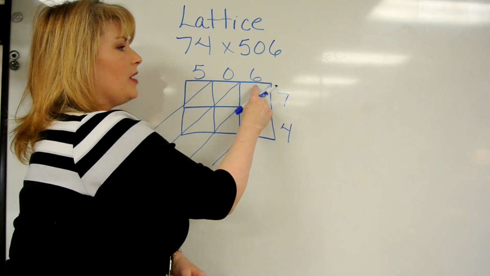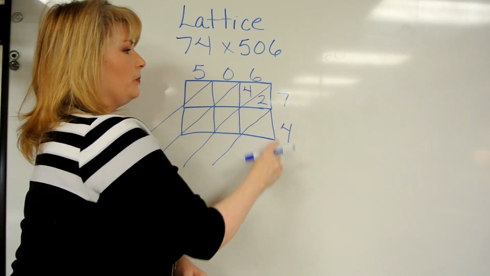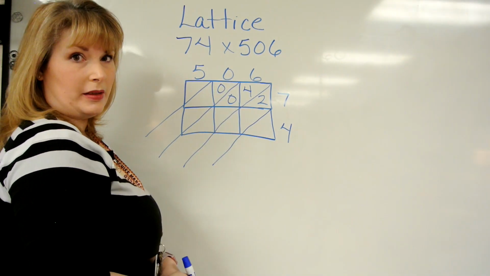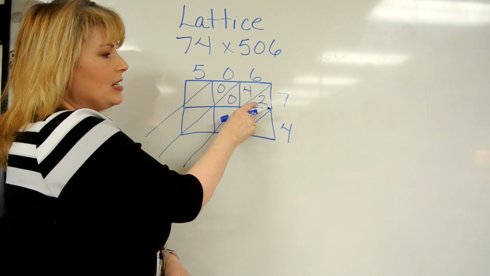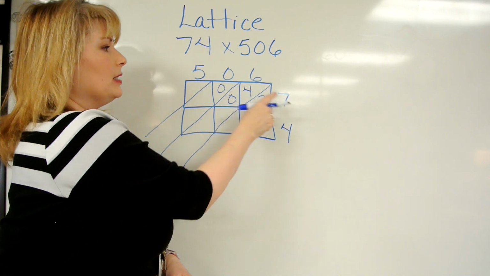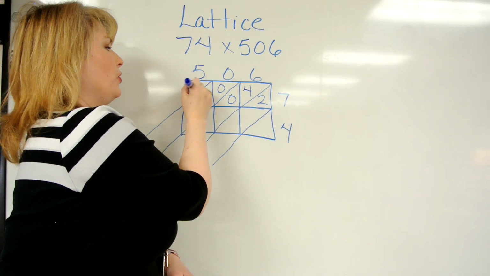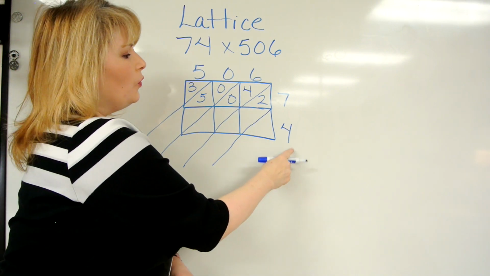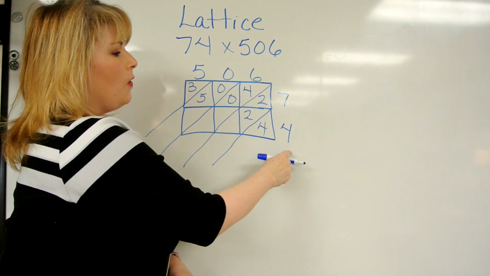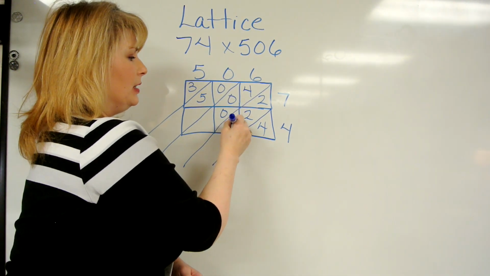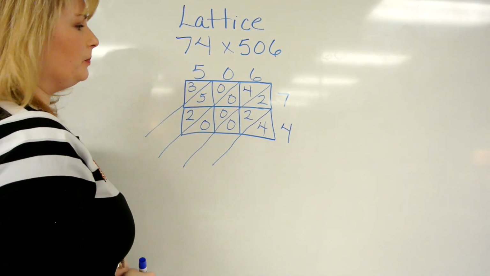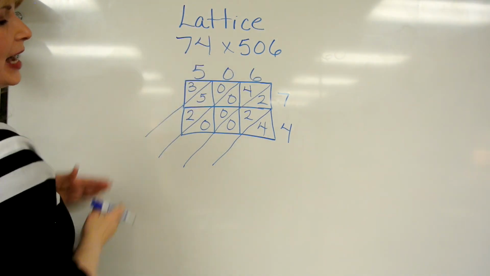And then you start. 7 times 6 is 42. 7 times 0 is 0. You put 2 zeros in there because this half is for the tens, this half is for the ones. 7 times 0 has 0 tens, 0 ones. 7 times 5 is 35. 4 times 6 is 24. 2 tens, 4 ones. 4 times 0 is 0. 0 tens, 0 ones. 4 times 5 is 20. 2 tens, 0 ones. And then just like last time, you're adding it sideways.